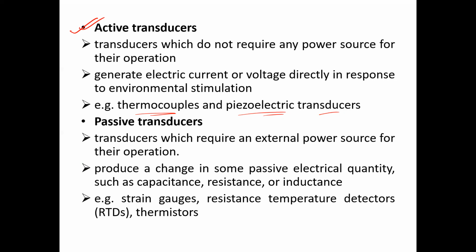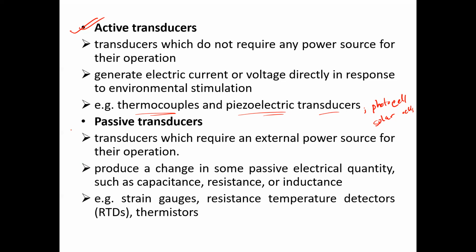And from optical transducers, we can say that photo cells or photo detectors can be termed as active transducers, or you can also say solar cells, because they directly convert the sunlight into electrical energy. So they are also active transducers. In this way, several examples can be found of active transducers.